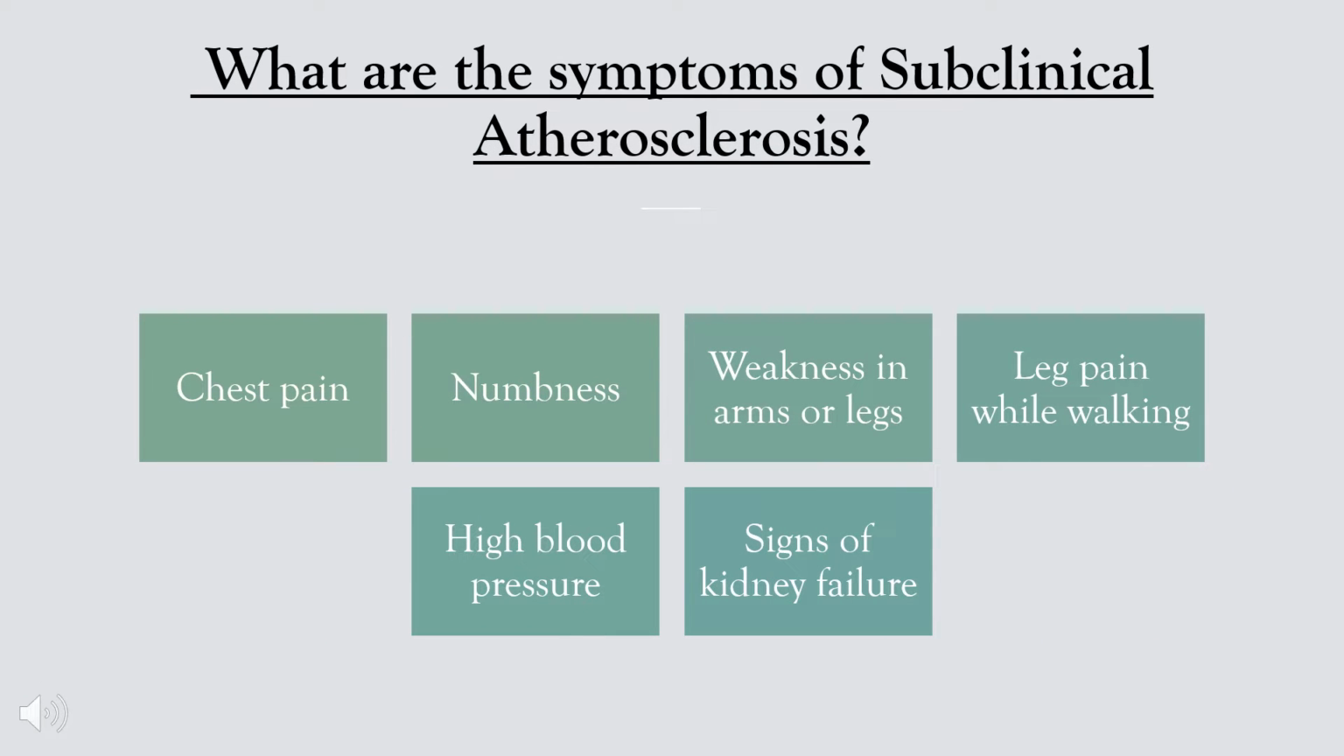What are some symptoms of subclinical atherosclerosis, you may wonder? Well, people can suffer with chest pain, numbness, weakness in arms or legs, leg pain while walking, high blood pressure, or they can show signs of kidney failure.